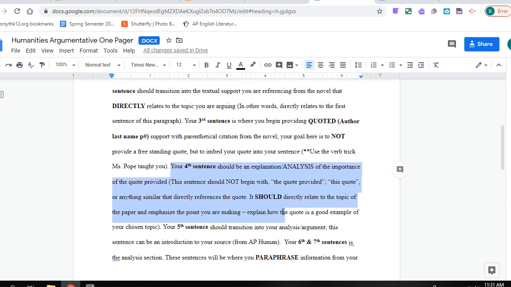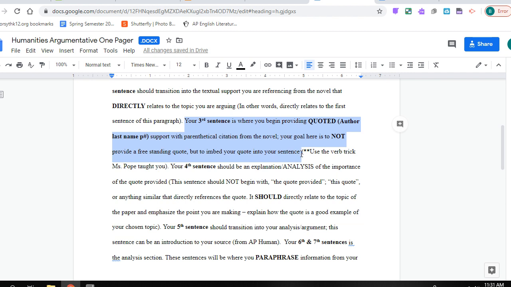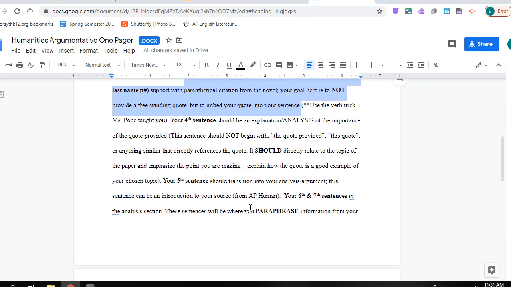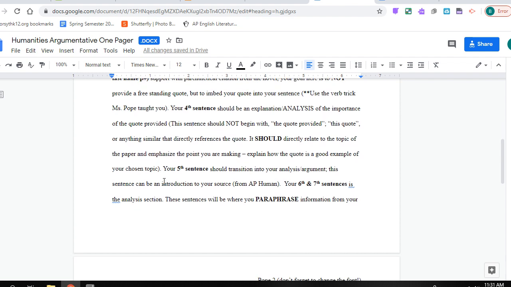All right, so your fourth sentence should be an explanation or analysis of the importance of the quote. Please, please, please, for my sanity, do not start it with the quote provided, this quote, or the text says, or the text directly states, and absolutely do not do that right here. That's not the kind of writing we're doing. That's not the kind of writing you've been taught to do. You are stronger writers than that, okay? So this sentence should directly relate to the topic of the paper and emphasize the point you're making. Explain how the quote is a good example of your chosen topic.